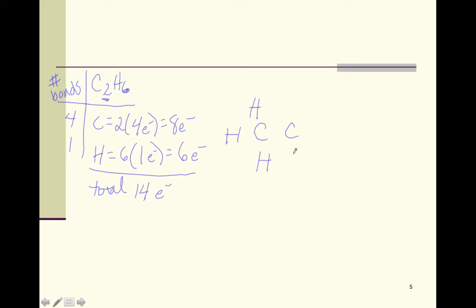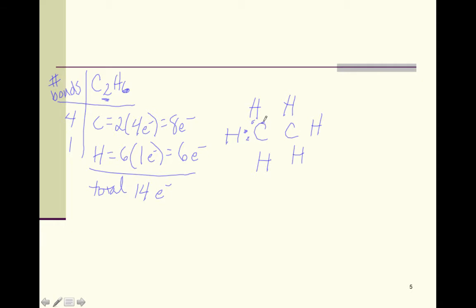This is a trial and error. It could be you try something and you realize that the bonds aren't going to work out, so you try again. So I have 2 carbons, yes. 6 hydrogens, yes. Let's see how many electrons this works. So let's join by single bonds.